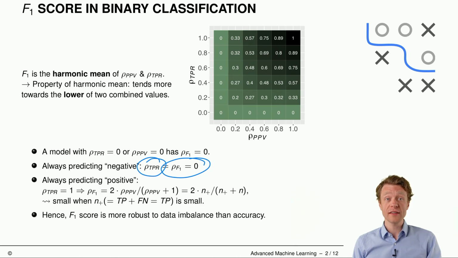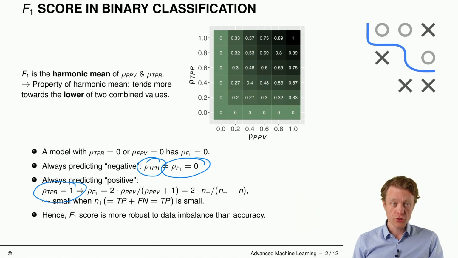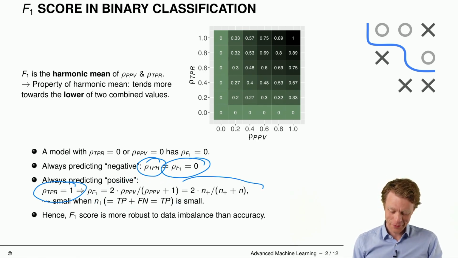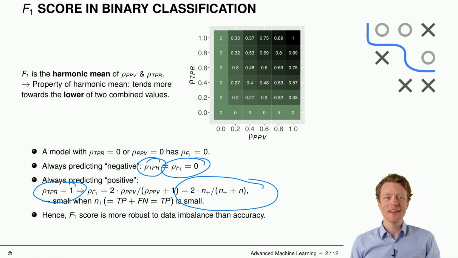So what about always predicting positive? Always predicting positive leads to the following thing. The true positive rate will be 1, of course, because we have no false negatives there. And then this harmonic mean of precision and recall will be 2 times precision divided by precision plus 1. And perhaps as a small homework for you, you can figure out why this is the same as 2 times n plus divided by n plus n. And keep in mind that we only have true positives and false positives, so TN and FN are 0.